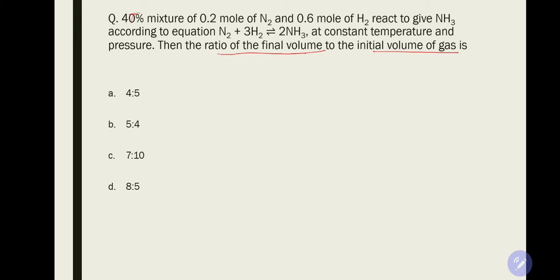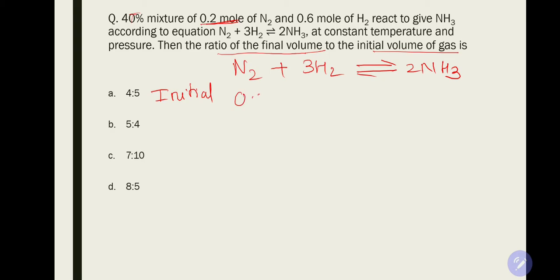First of all, let us write the equation. Each and every time you have to write the equation. That is N2 plus 3H2 gives 2NH3. Am I right? Now what are the initial moles? Because you have to find the initial volume also, you should know the initial moles. The initial concentration of N2 is 0.2, the initial concentration of H2 is 0.6, and for NH3 it will be 0.